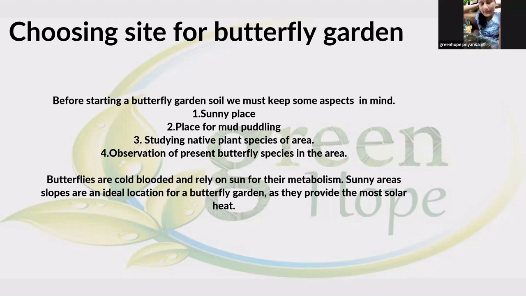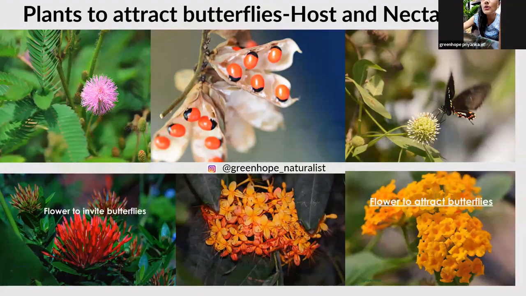Then we will discuss the plants. What are the plants to keep for butterfly gardening? Butterflies are cold-blooded, so a sunny place is a must. Seeing butterflies from 7 to 10 or 11 a.m. is ideal because the sun is not too harsh. After 11 or 12, it will be too hot for the butterflies also, because they're cold-blooded, so they cannot tolerate too much heat.